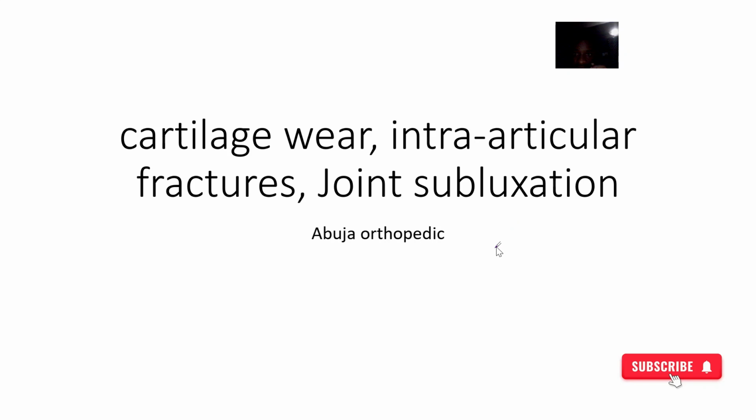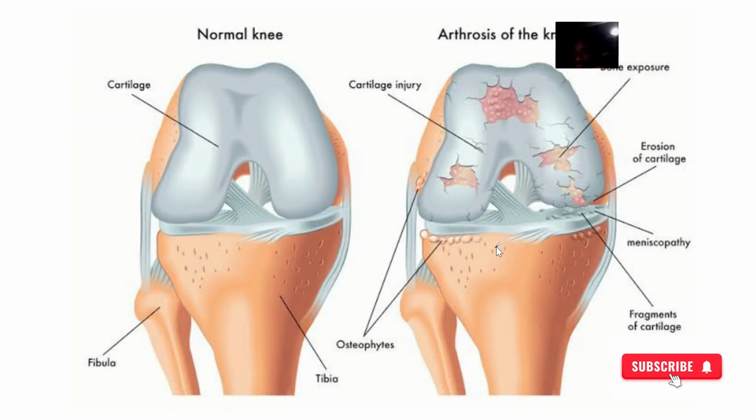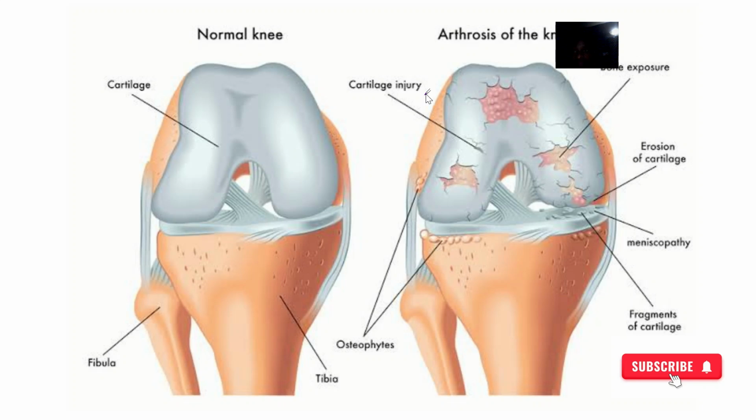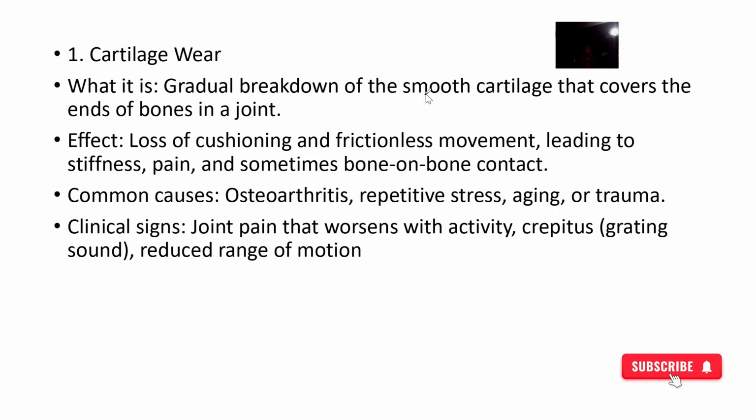So the first one we should be addressing is the concept of cartilage wear. Wear is just like something is chopping off. You understand? Like something is chopping up. It's no longer smooth. It's losing its parts. So cartilage wear is just the gradual breakdown of the smooth cartilage that covers the end of bones in the joint.